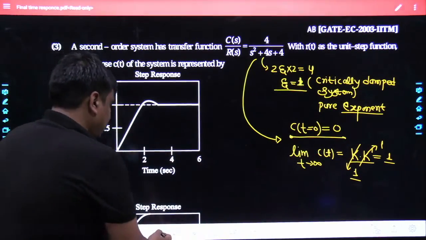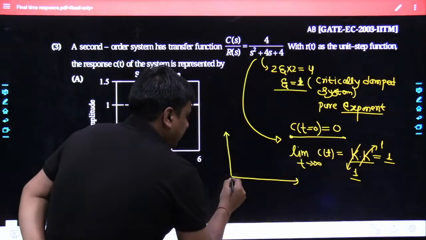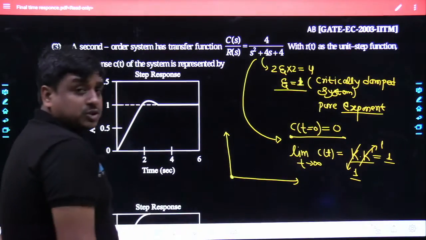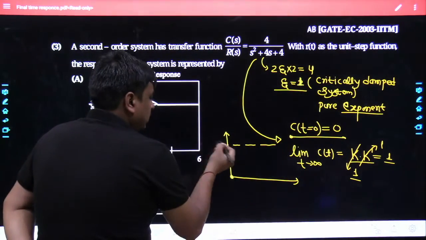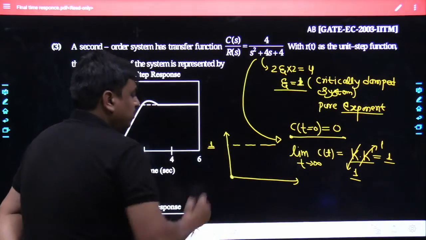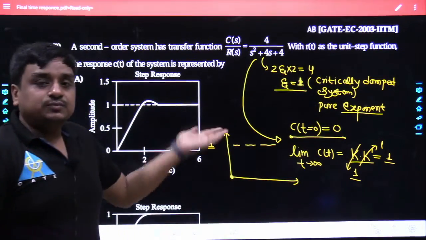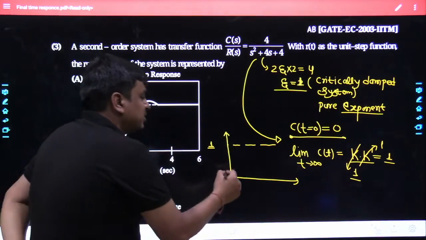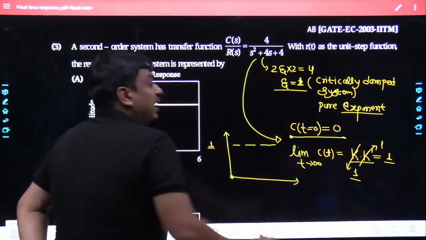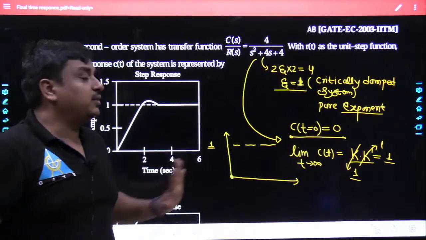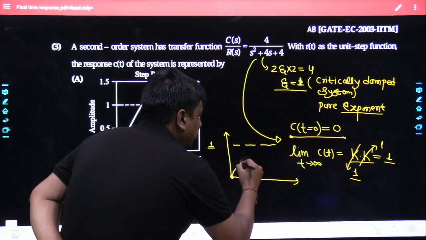So you can see the response at t equals 0 would start from 0, and at steady state it would settle at 1. And being an exponential signal, it would never cross 1. If it were an underdamped system, it would have oscillations. It would oscillate, be damped, and thereafter at steady state settle at 1. Agreed? But this is not the case. It would be a pure exponential.